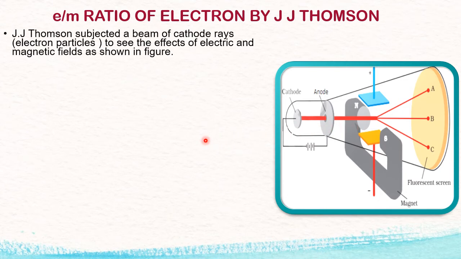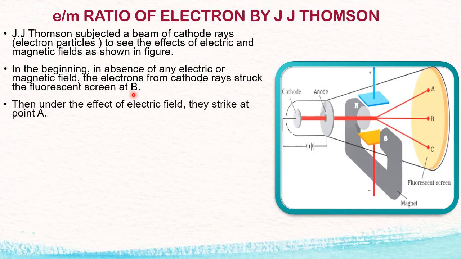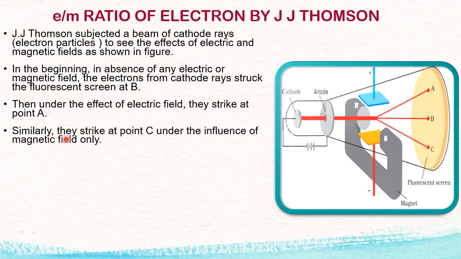J.J. Thomson subjected a beam of cathode rays to the effects of electric and magnetic fields as shown in the figure. In the beginning, in the absence of any electric or magnetic field, the electrons from the cathode rays struck the fluorescent screen at B. This I also told. Then, under the effect of the electric field, they strike at point A because of the attraction. Unlike charges attract each other. Similarly, they strike at point C under the influence of the magnetic field. So that I told here, C.